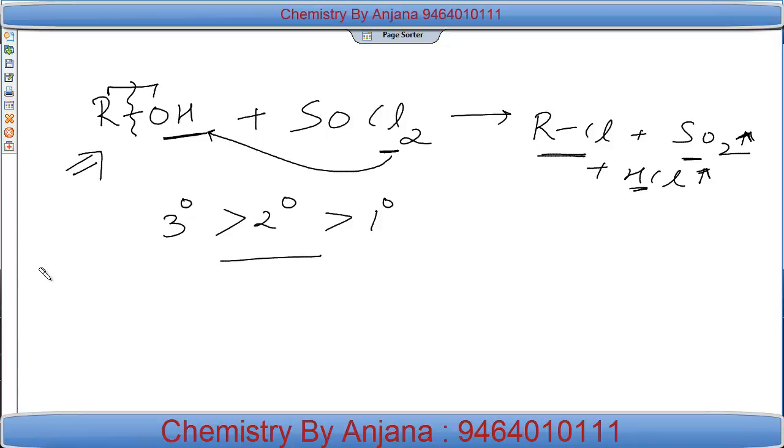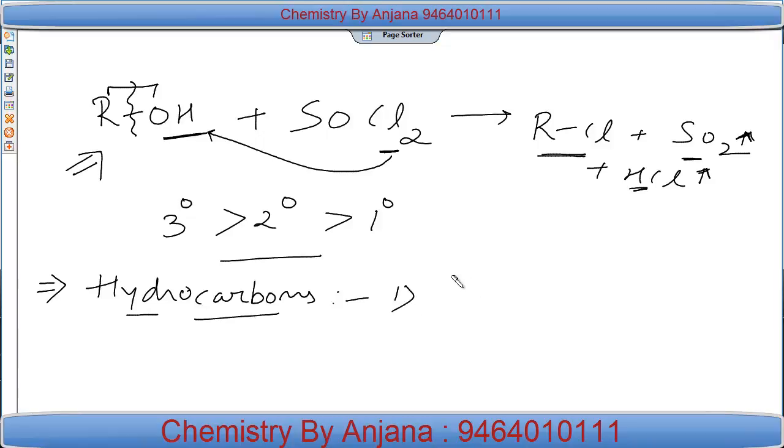Now, the second category of preparation of alkyl halides starts from hydrocarbons. How can we prepare alkyl halides from hydrocarbons? The hydrocarbons category involves alkanes, alkenes, alkynes, or benzene, any compounds which consist of only hydrogen and carbon. So in this category we are going to see how to prepare alkyl halide from hydrocarbons, and the very first one is from alkanes.